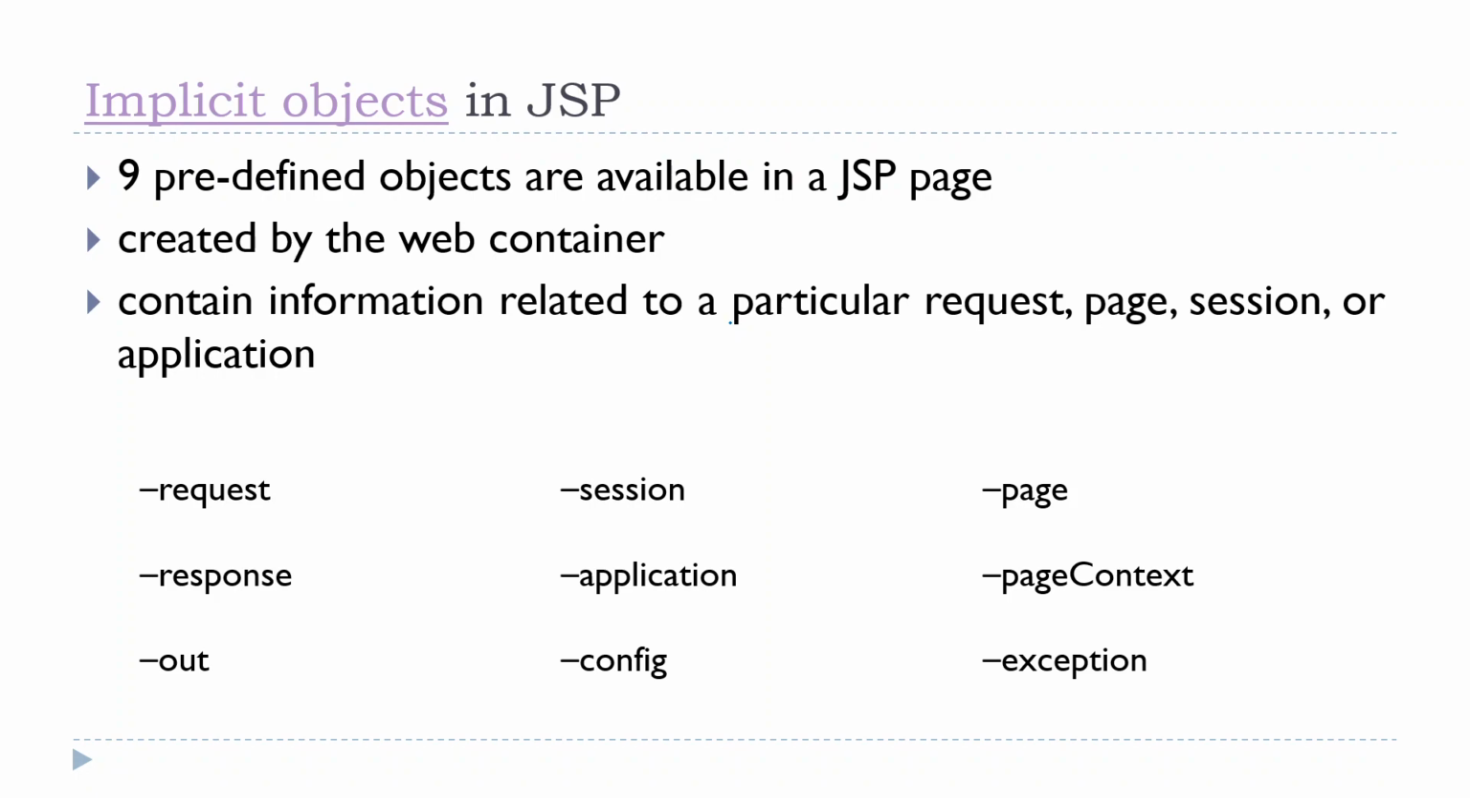Next, coming to the implicit objects in a JSP. There are 9 predefined objects which are available in a JSP page, and these objects are created by the web container itself, and they are simply provided to us in the JSP page, and we can access them directly without creating them or without calling any other method to fetch these objects. These objects are request, response, out, session, application, config, page, page context, and exception. Some of these objects are familiar to you if you have used servlet technology. We'll look at them one by one.